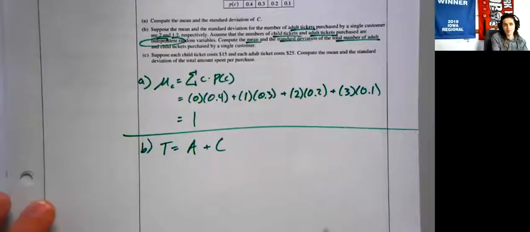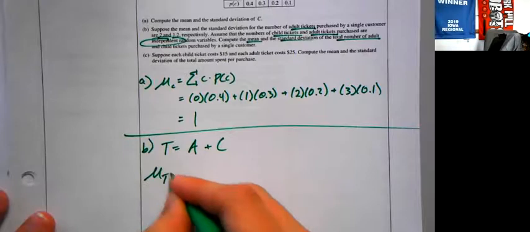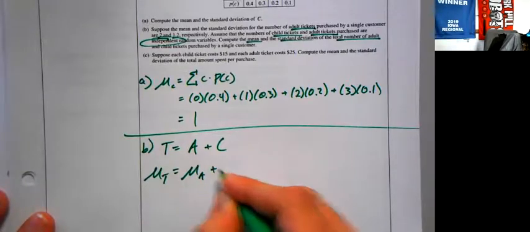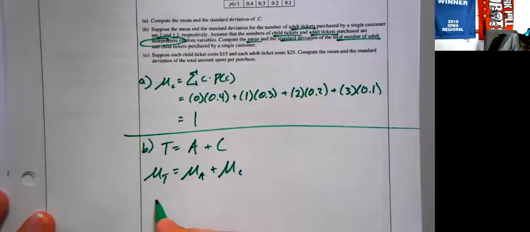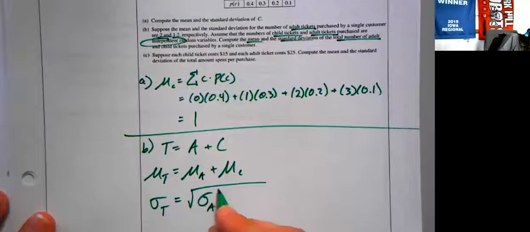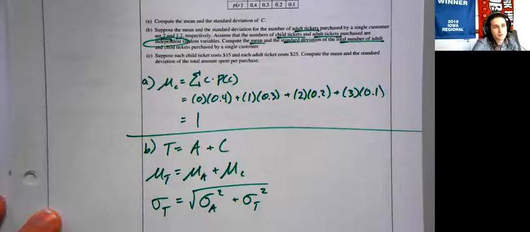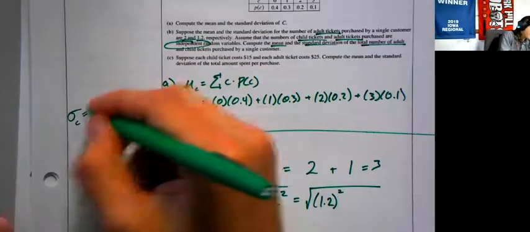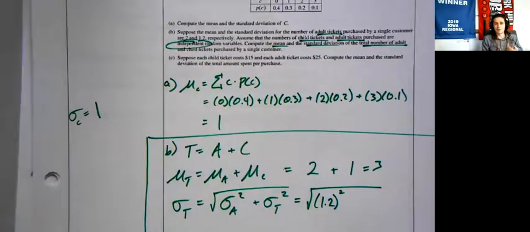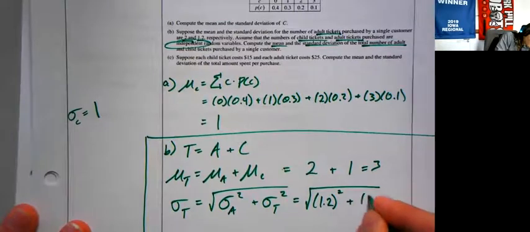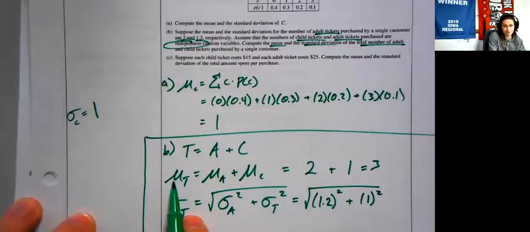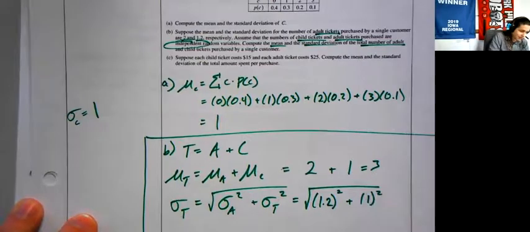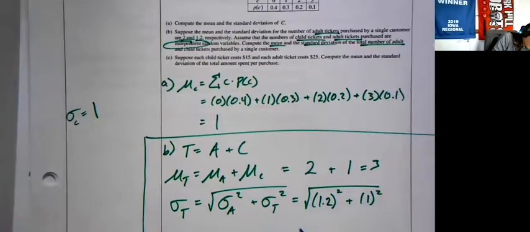All right, well, we've got formulas for those. The mean of T then is going to be the mean of A plus the mean of C. And standard deviation of T is going to be square root of sigma A squared plus sigma C squared. Let's go through the work finding those. I recognize that I failed to calculate that the standard deviation of C up above was 1. They're both 1, and you needed that to do this calculation down below, 1.2 squared plus 1 squared. The mean number of tickets sold total is 3.